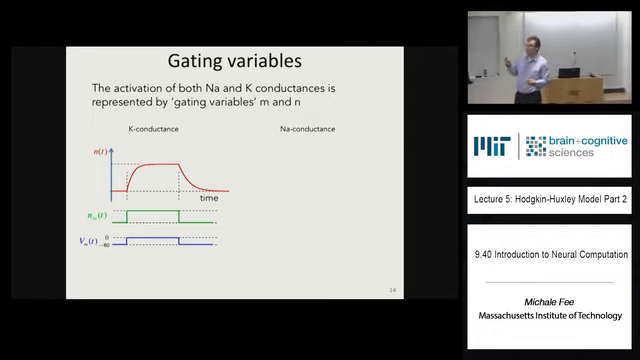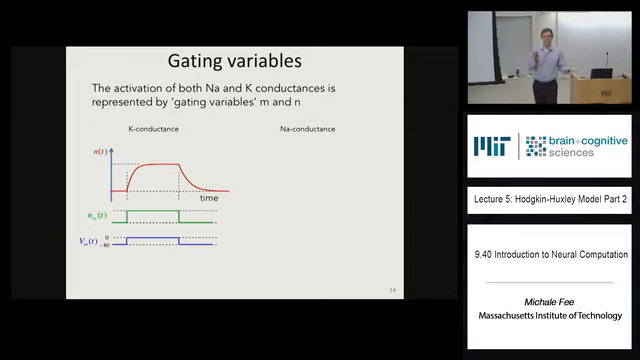Now, what is the conductance going to do? What does the conductance depend on n? Anybody remember for potassium?